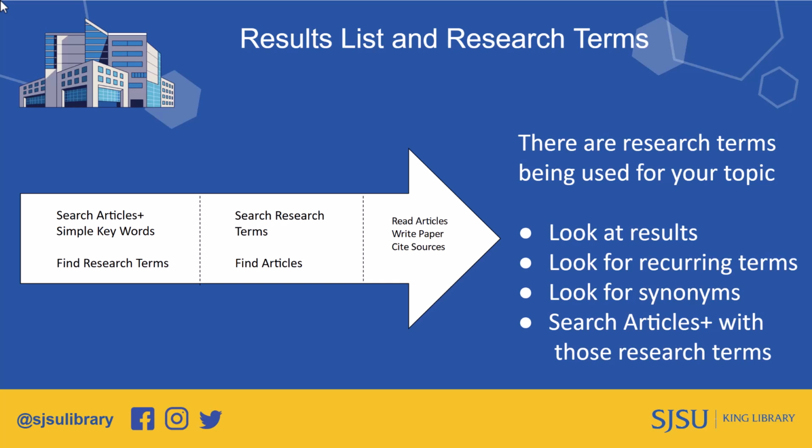Start looking through your results list and try to identify some research terms. So we began our search with simple keywords, but the research isn't going to use the exact same terms that we searched with. The research is going to use their specific terminology. For example, if you were looking for something on the effects on grades, you would want to change grades into academic performance or academic achievement. So look for reoccurring terms, look for synonyms, and then you run your search again in Articles Plus with those research terms.